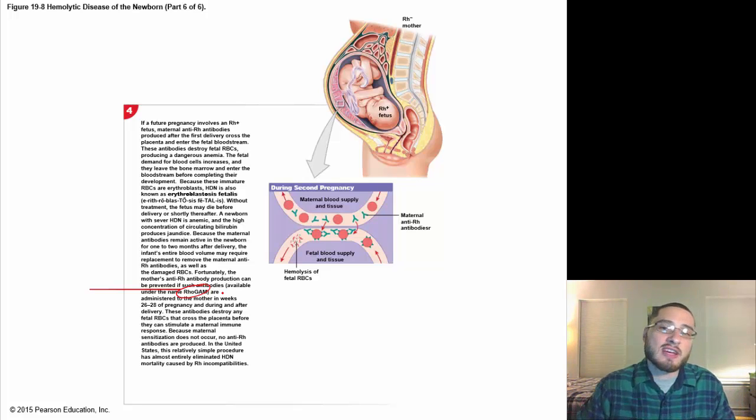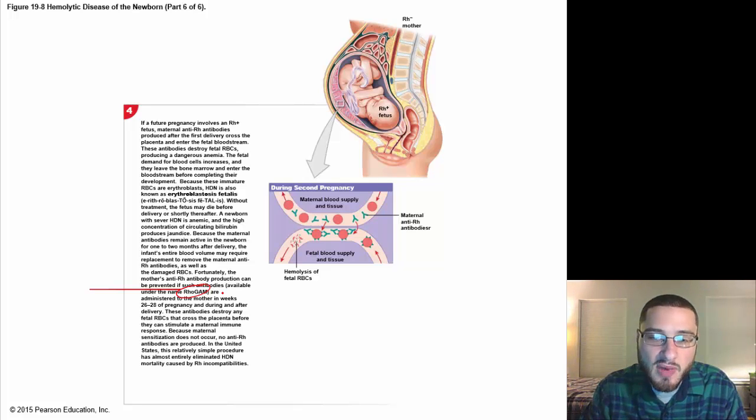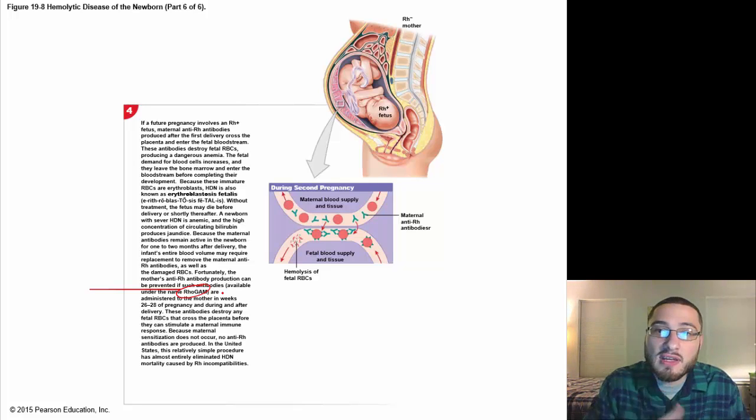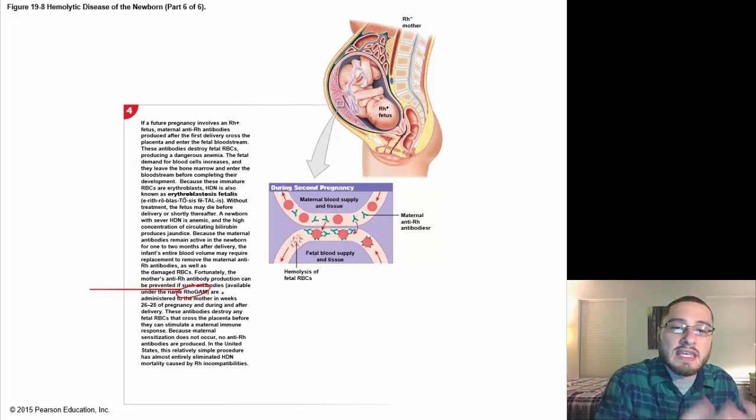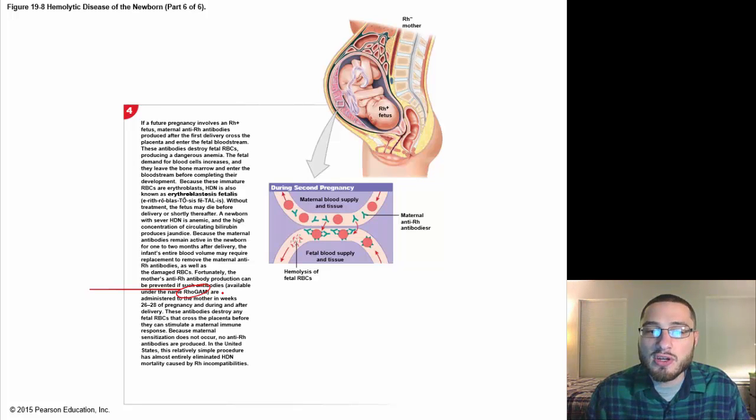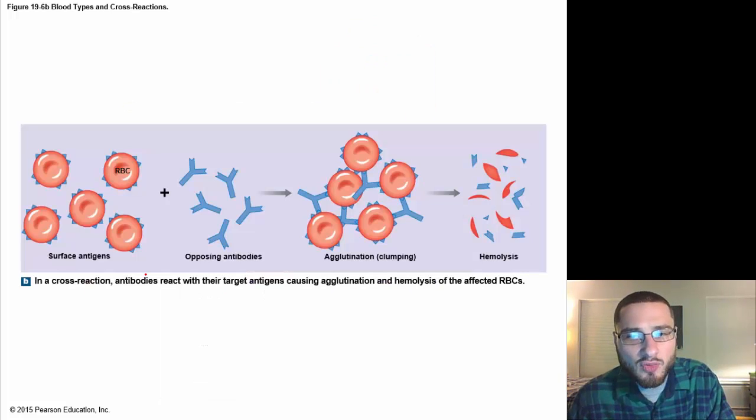So with the second pregnancy, you have to make sure that your doctor is monitoring this. The doctor should know, hey, this woman was Rh negative. She had an Rh positive baby last time. She could have another Rh positive baby, and it's going to be an issue. We have to give her RhoGAM in this 26 to 28 week period of the pregnancy, as well as during and after delivery. And what really happens is the opposing antibodies attack the surface antigens, and they lyse or break up the red blood cells. We call that hemolysis, and that's not what you want to happen.